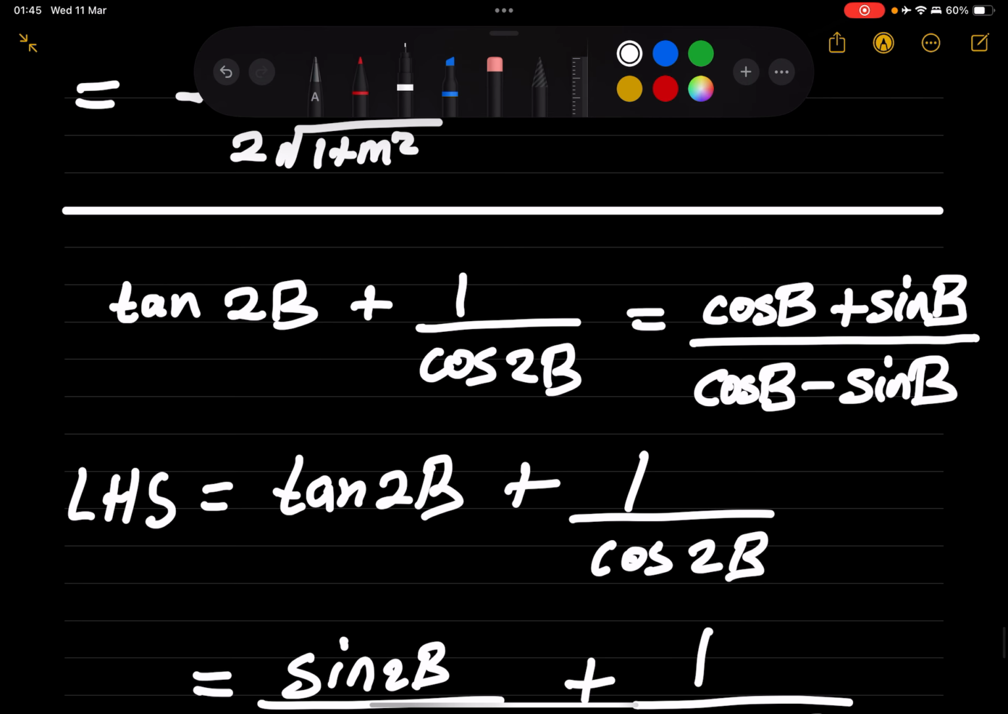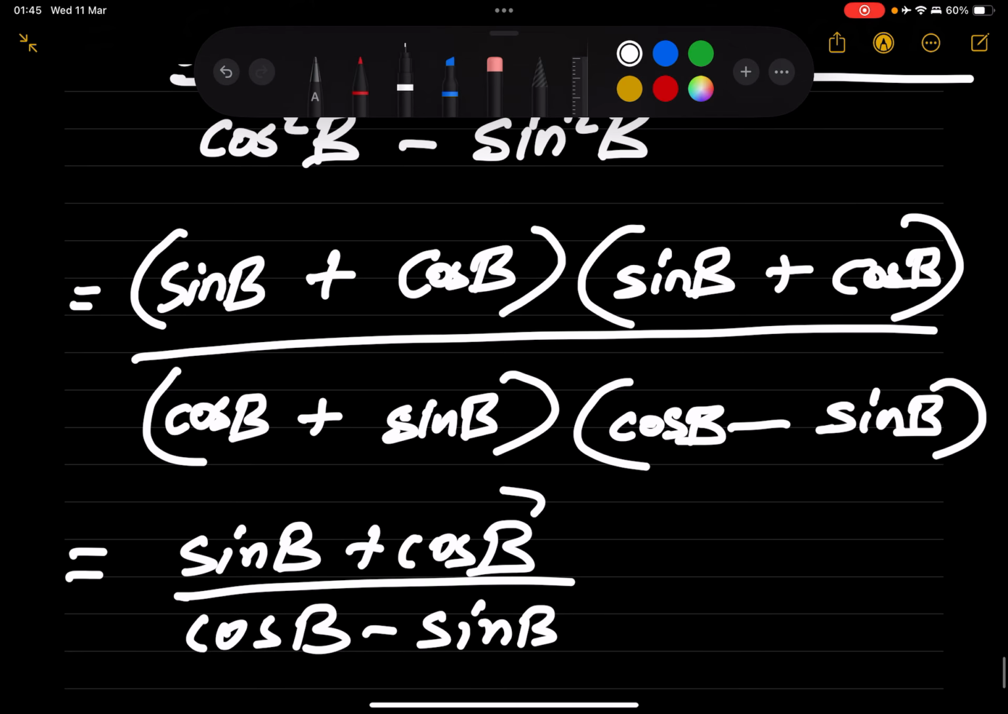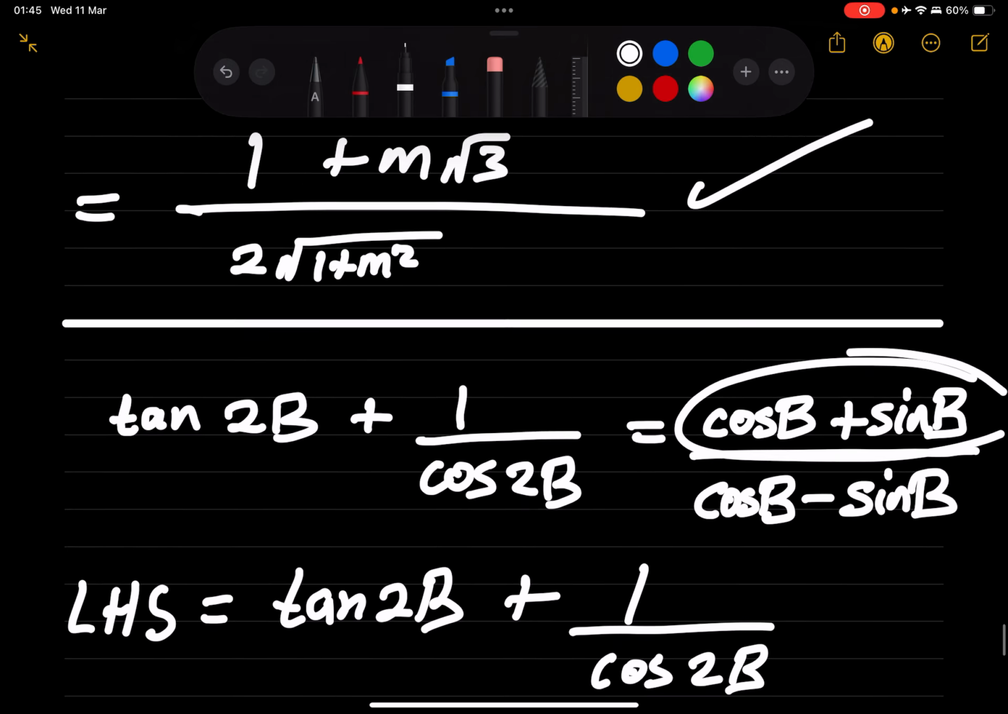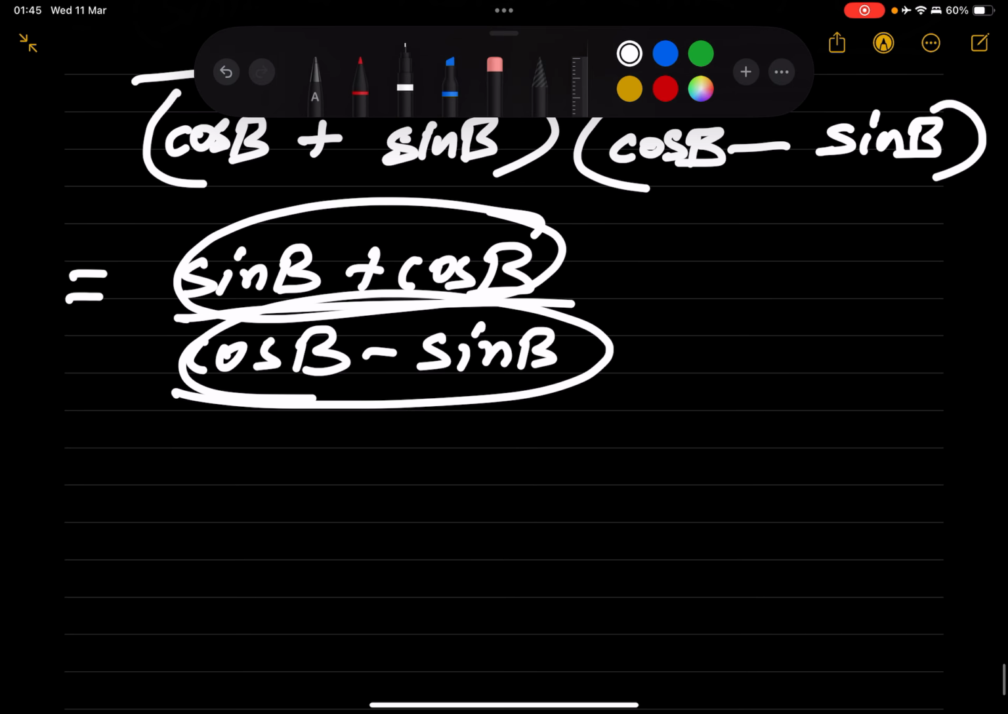Now let's go and check what we're proving. We're proving that cos b plus sine b, which is there. Sine b plus cos b is the same as cos b plus sine b over cos b minus sine b. So we have proven it. Therefore, the left-hand side is the same as the right-hand side. All right? Thank you very much, ladies and gents.